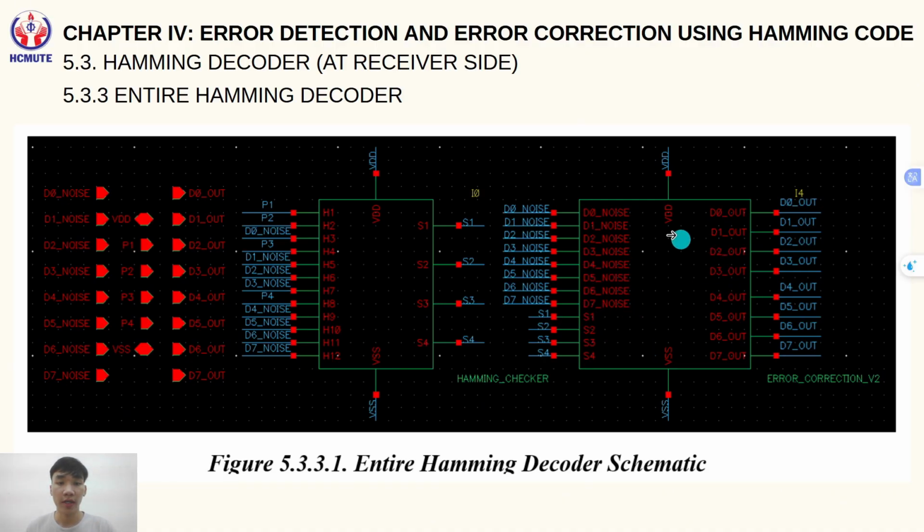And the second function is error correction. Based on the syndrome value, the circuit automatically flips the error bit if the error occurs in one of the 8 data bits. If the error is located in a parity bit, the circuit ignores it because parity bits are only used for checking and do not affect the output data. And if no error is detected, the data is output unchanged.